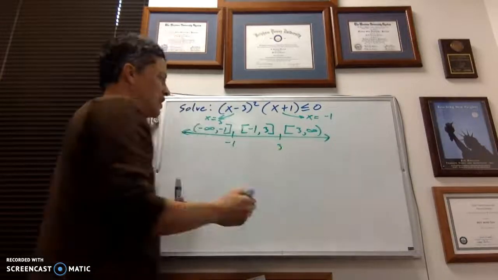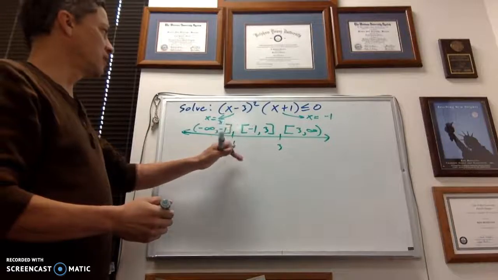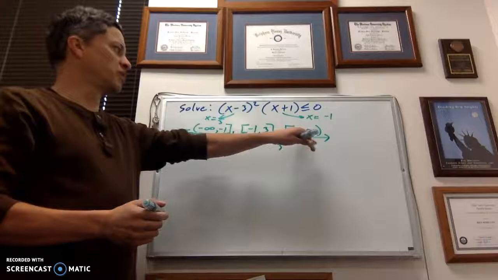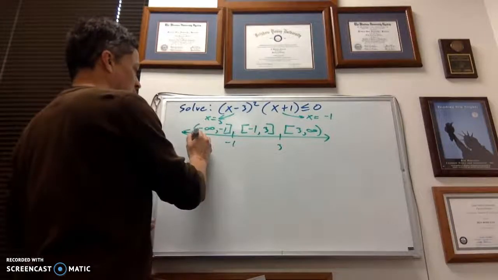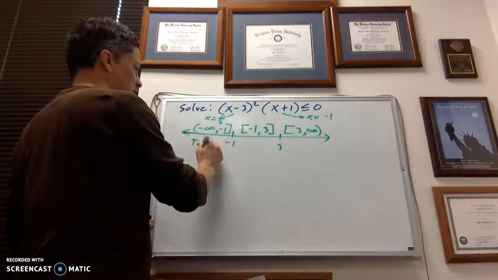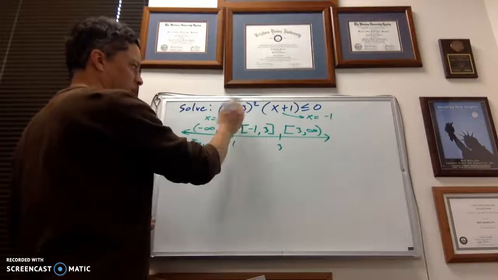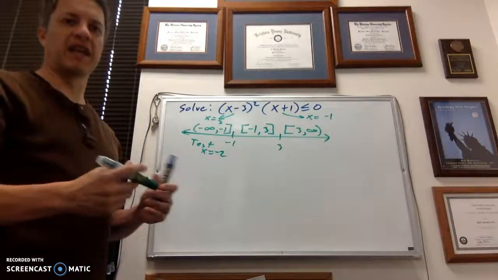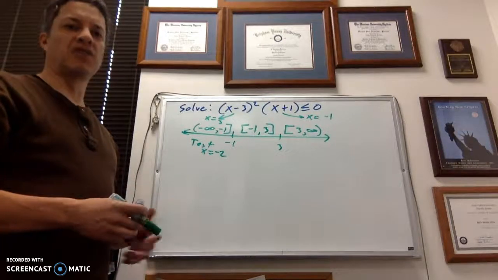So I've got 3 intervals that I need to test. I need to test between -infinity and -1, between -1 and 3, and between 3 and infinity. In each interval, let's test a number. Not in order of the interval, but picking a number that's as close to 0 as we can get is usually what I recommend, because it makes for easier computation.